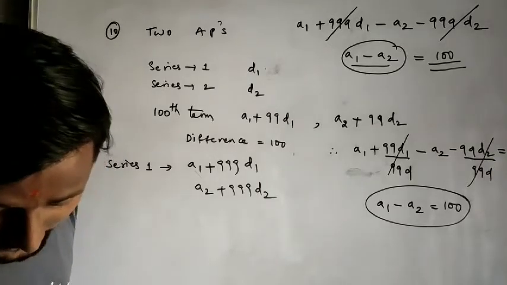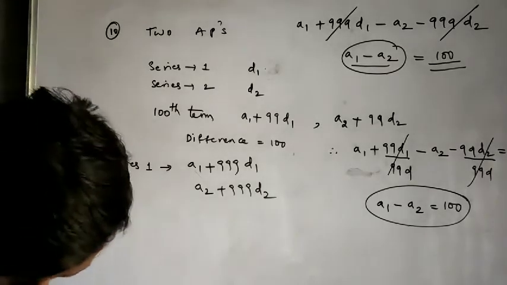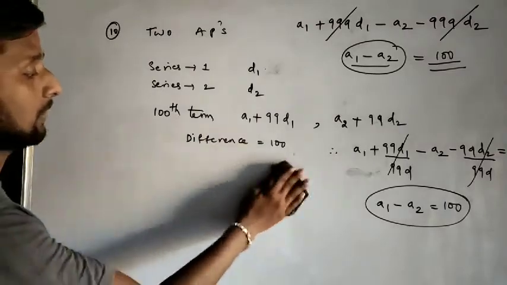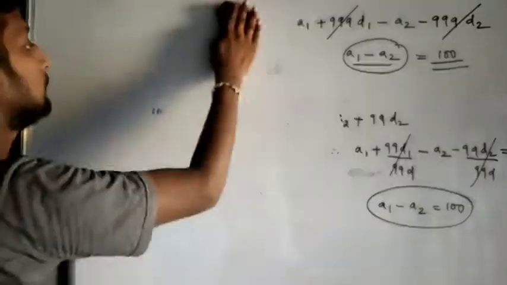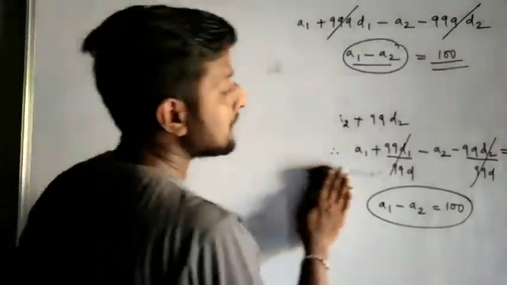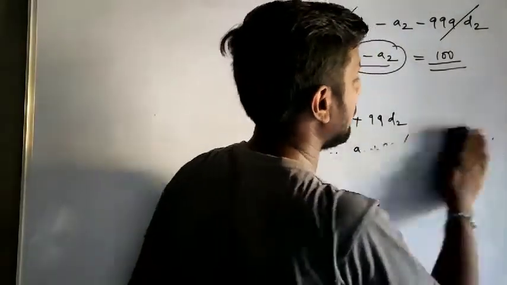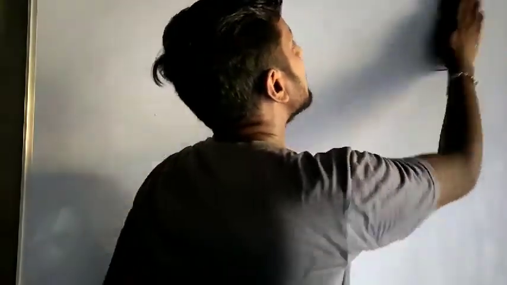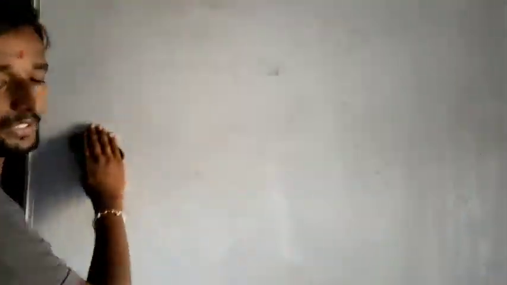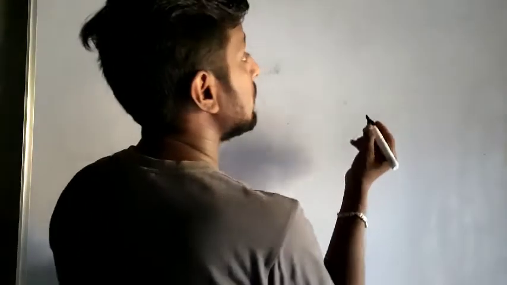How many 3-digit numbers are divisible by 7? Okay, that's the question. How many? So we need the number of terms.